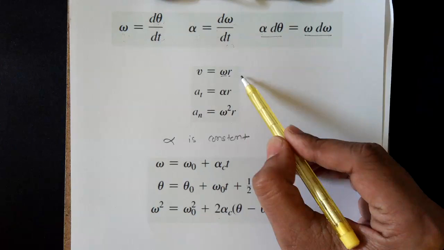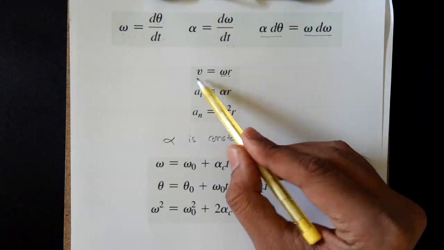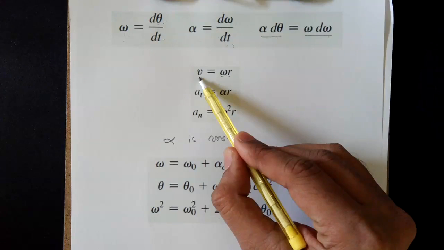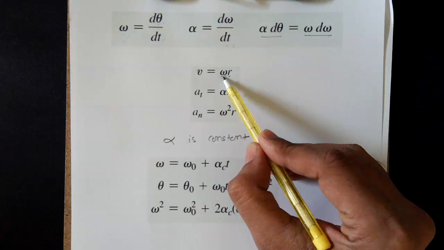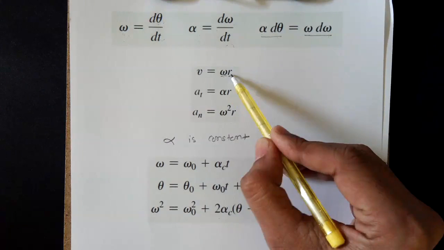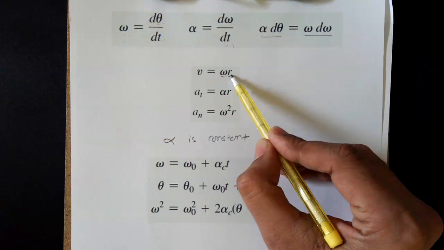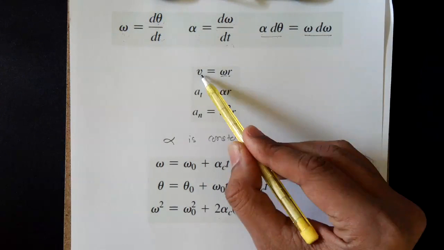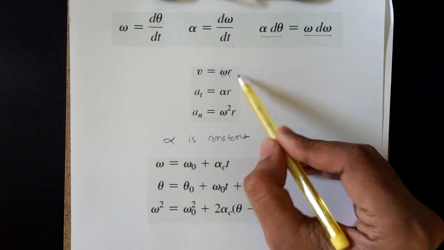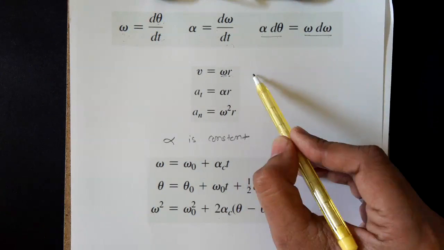For a rigid body in pure rotation, the velocity at any point on the rigid body can be calculated by multiplying the angular velocity of the rigid body with the distance of the point from the center of rotation. This is the scalar approach. The vector solution can be obtained using cross product where V is equal to omega cross R.